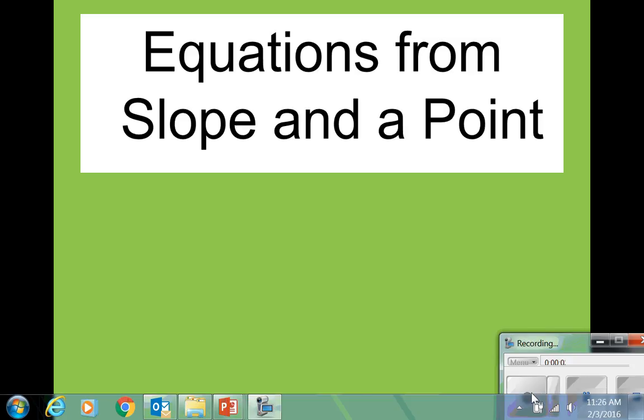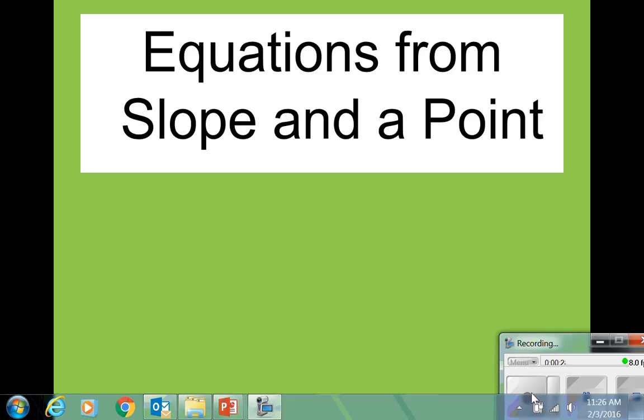Today we're going to write an equation from the information of a slope and a point, the m and a point. What are the two things you need to write an equation? M and b. Which one am I going to be giving you already for this one? M. So which one is the only one you have to find? B.